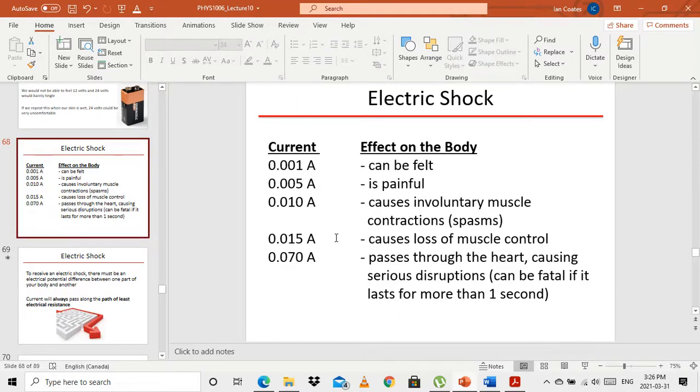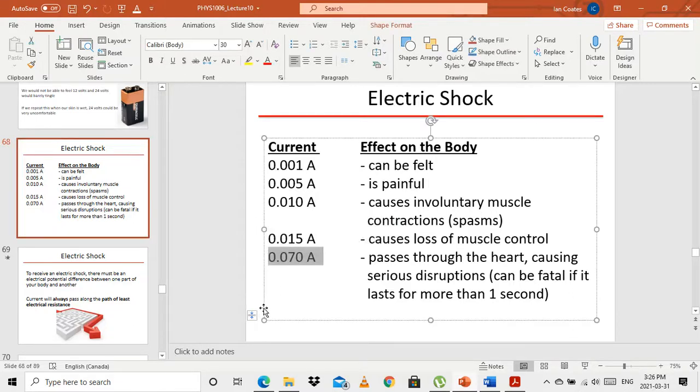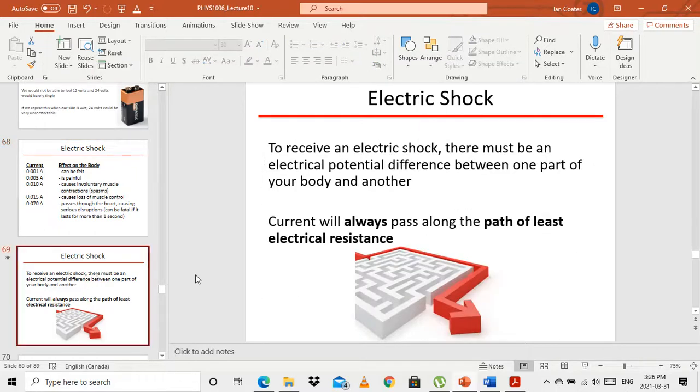Electric shock, as we said there, it's all about current, and you can have a look here, 0.001, you can feel it. 0.005 can be a little painful, and up here we're into cardiac arrest. Okay. Electricity current will always travel the path of least resistance. So if your electricity is here, it wants to get here, it will find the shortest way.